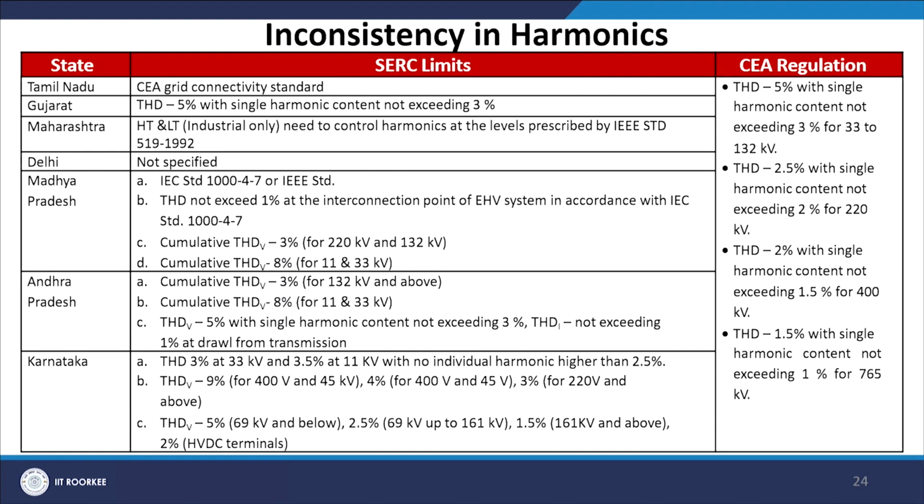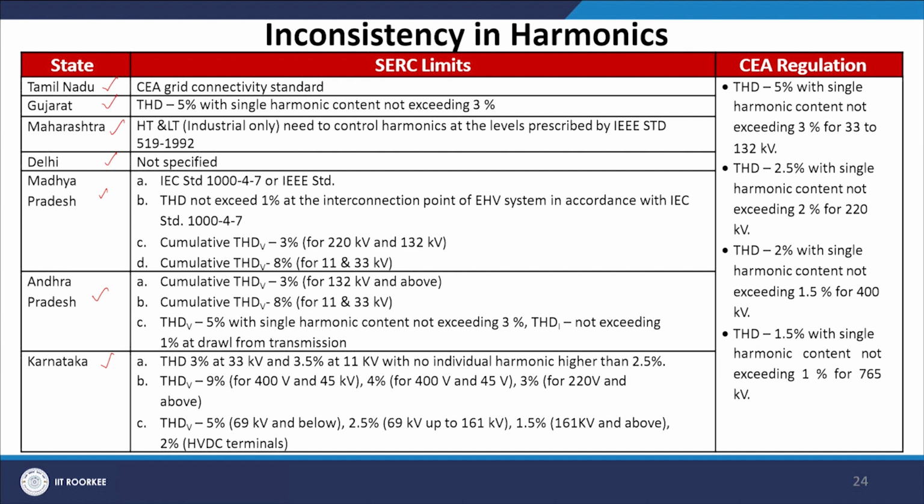Again, there is a huge inconsistency in our harmonics. If you concentrate on different states like Tamil Nadu, Gujarat, Maharashtra, Delhi, Madhya Pradesh, Andhra Pradesh, Karnataka, as we have discussed that the voltage variation within different states, acceptable voltage limits are different, and similarly, the acceptable harmonic percentage limit is also different compared to different geographic ranges.